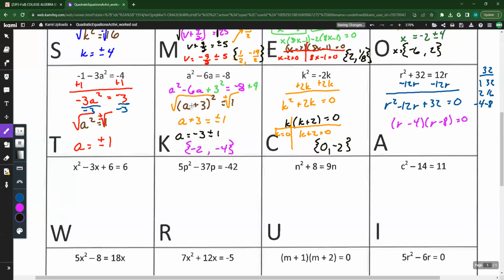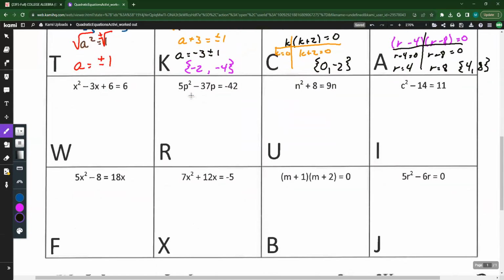And then when I solve them, basically I'm setting each one equal to 0. So r minus 4 equals 0. R minus 8 equals 0. So r equals 4. R equals 8. So my answers are 4 and 8. Okay, so this is just a lot of practice of just what we've been working with.